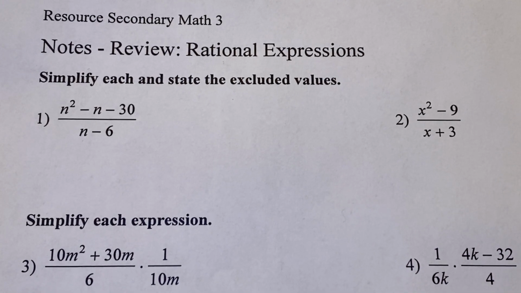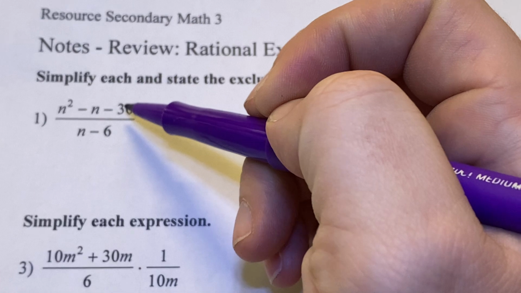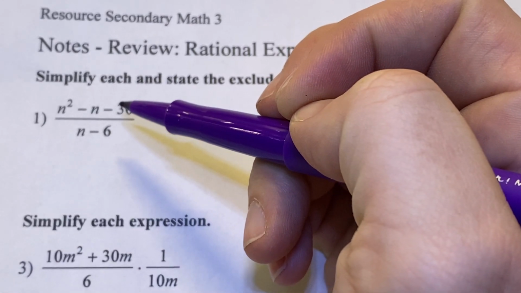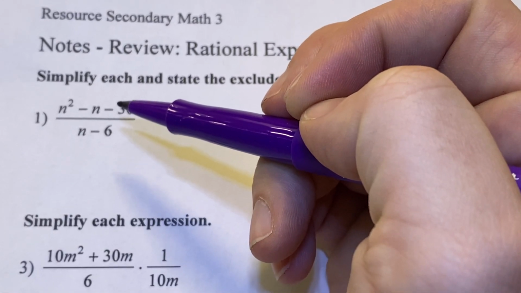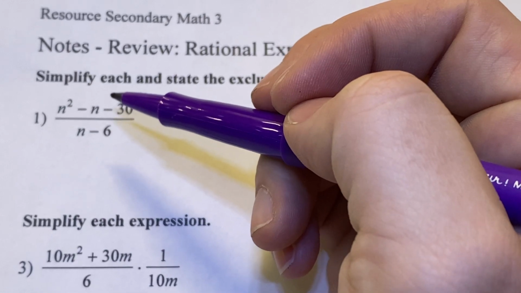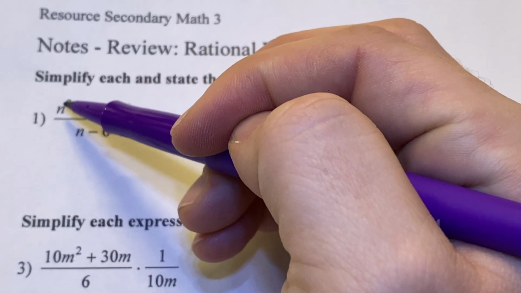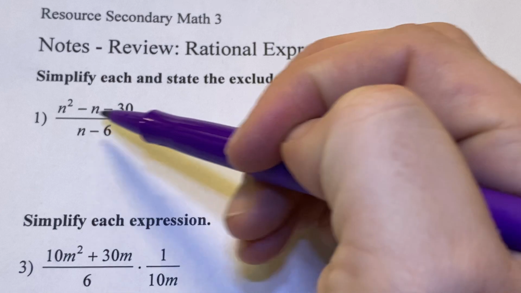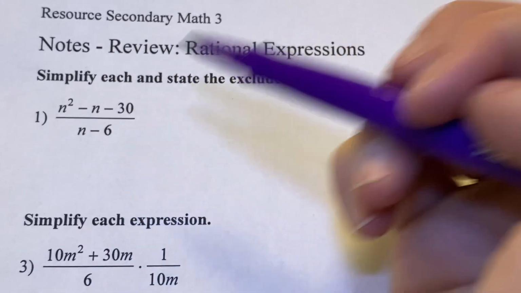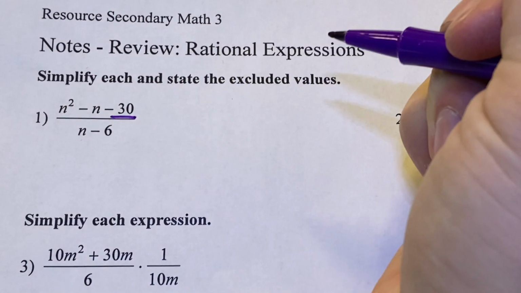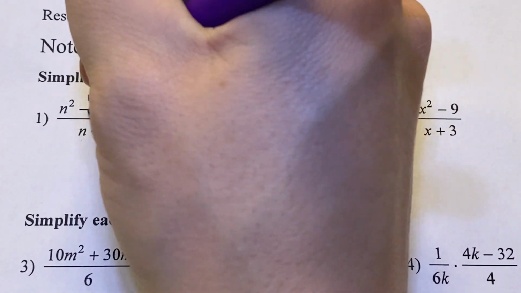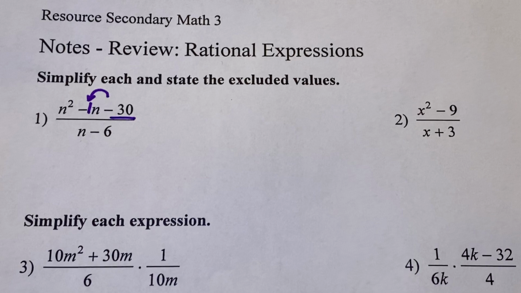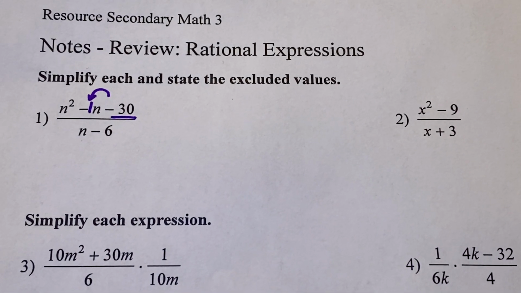So let's look at our numerator, the top. Can it be factored? Yes, it can be factored because we see that squared. We see 3 terms that we're probably going to have to play the number game with. So let's go ahead and play the number game. What 2 numbers multiply to negative 30, but add to negative 1?